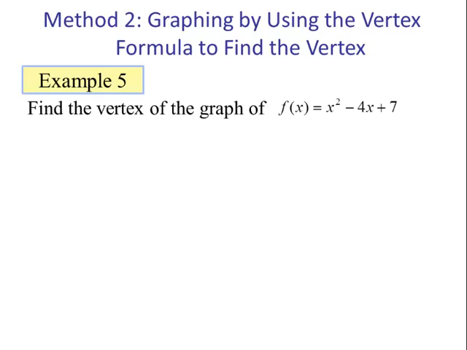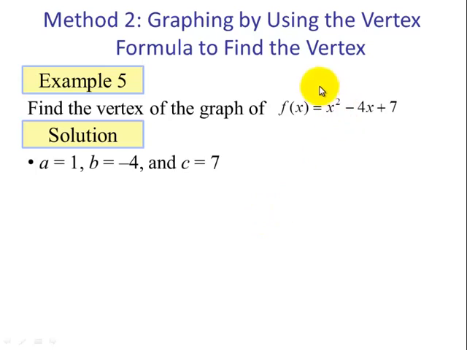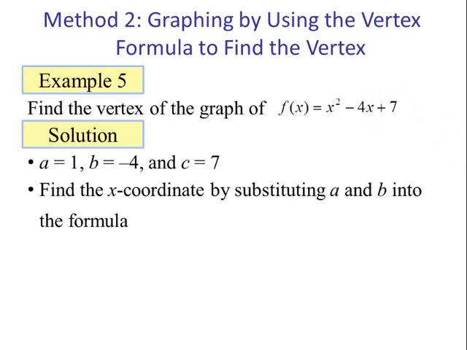Let's do an example. Example 5. Find the vertex of the graph f of x equals x squared minus 4x plus 7. Solution: we see that a is equal to 1, b is equal to negative 4, and c is 7. To find the x-coordinate of the vertex, we substitute a and b into the formula. So we have x equals negative b divided by 2a. This will give us a negative negative 4 divided by 2 times 1. So positive 4 divided by 2 is 2. So the x-coordinate is 2.